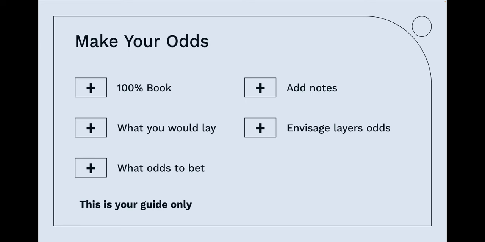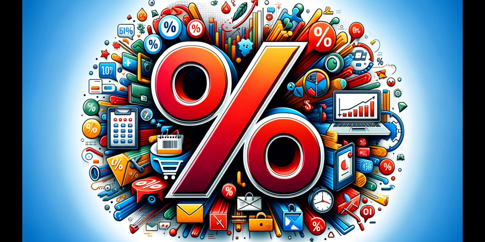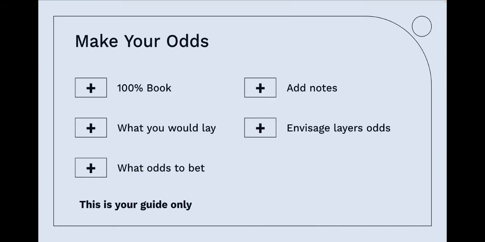Finally, we're going to talk about making the odds. Now, we're going to do this to a 100% book price, or as near as we can get to it. And we're going to ask the question, what type of odds would you be willing to lay? And what type of odds would you be willing to bet at? It's not always for every runner. Some you'll probably just put a line through because you don't want to lay or bet them, should I say.